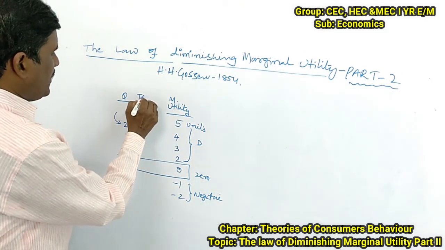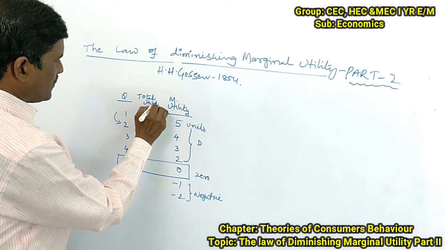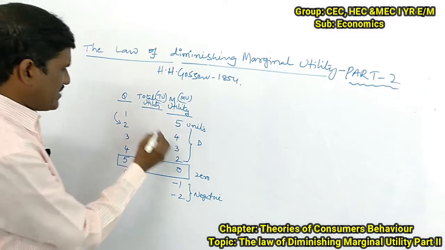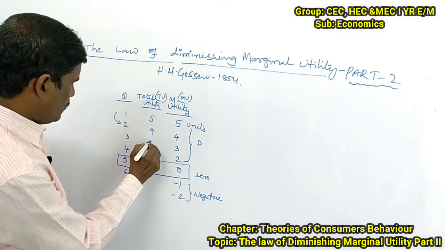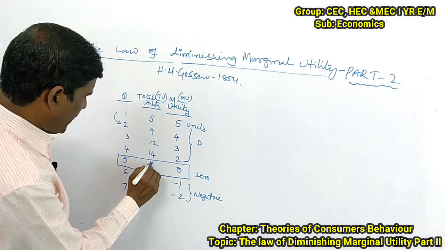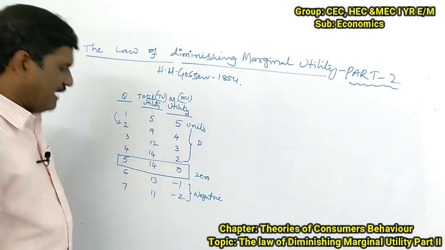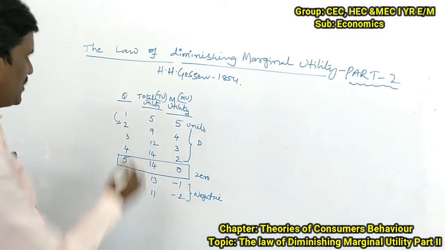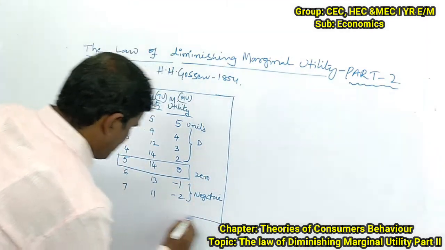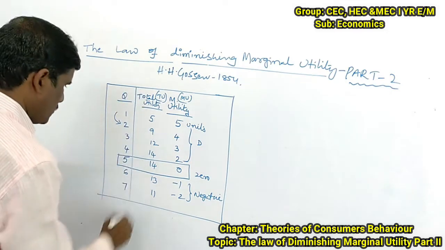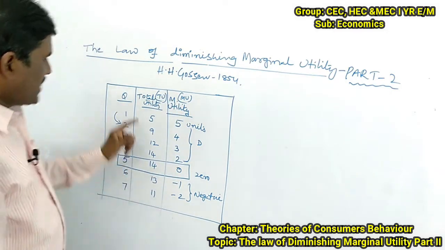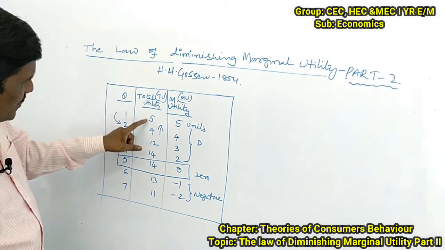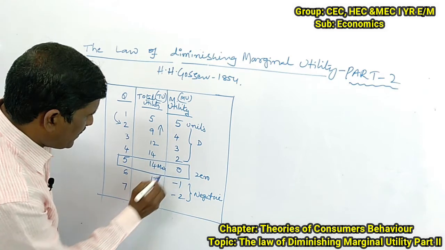Then total utility, TU, and this is MU, marginal utility. What is the total utility? Already we discussed in previous videos. 5 plus 4 is 9, 9 plus 3 is 12, then 14, 14, 13, 11. So these are the total utility and these are the marginal utility. So this is a table of diminishing marginal utility. Once again, check that as quantity increases, total utility increases, here it is maximum, and here it decreases.